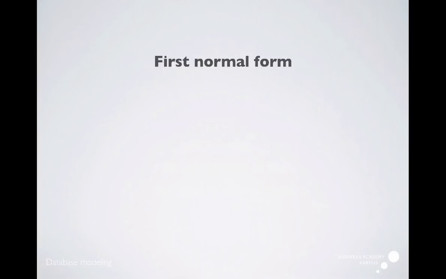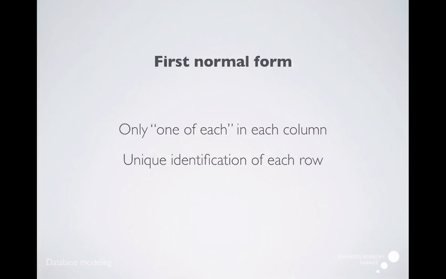They are reliable. When we normalize, we use the 3 normal forms. First normal form is about only one of each in each column, like we did when we took the contact info and split it up into 3 columns. Instead of contact info, we now have address, we have zip, and we have city. And then we put in unique identification of each row. That means we put in an ID, which would be typically an auto-incremental number that the database gives us, so we don't have to take care of this uniqueness of the rows.